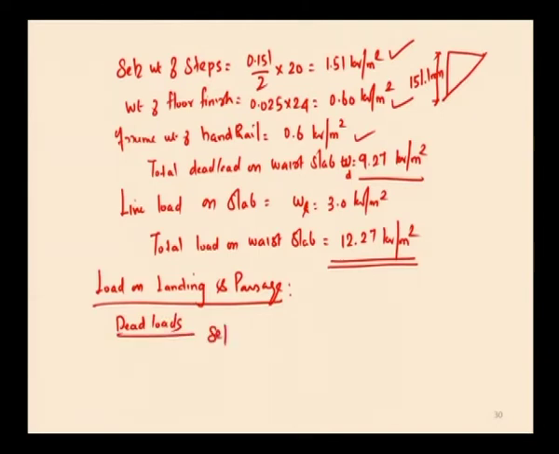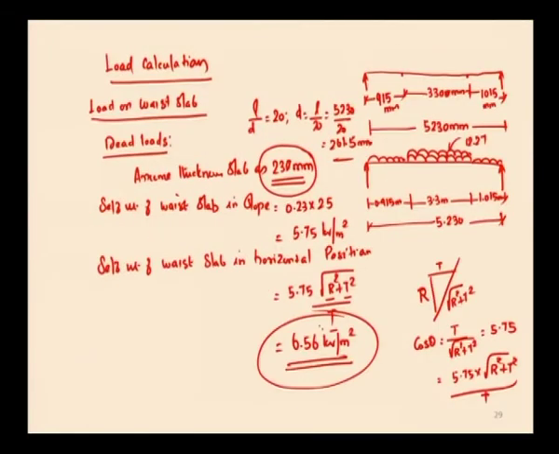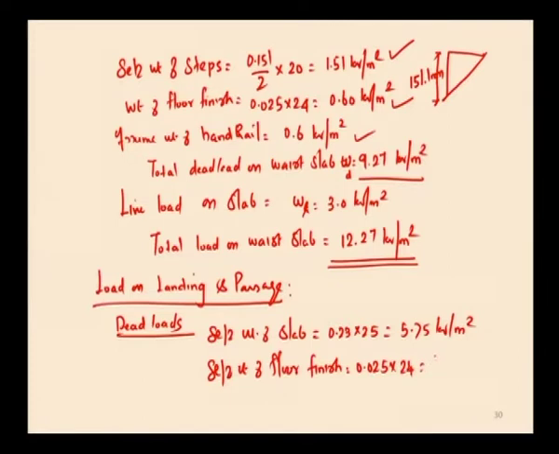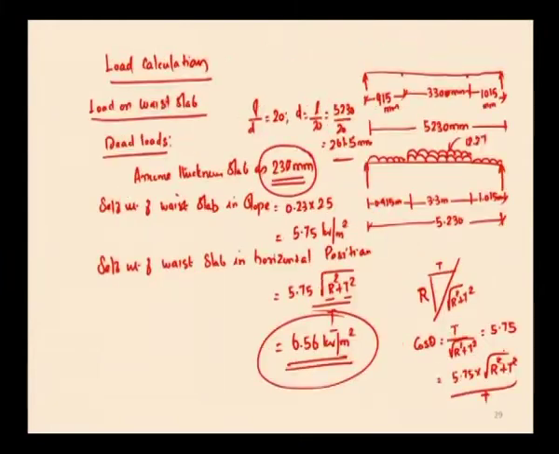So, self weight of the slab. The self weight of the slab is normally the slab thickness we have assumed, 0.23 into 25, which is equal to 5.75 kilonewton per meter square. This is the self weight of the slab, and self weight of floor finish. The floor finish is normally 0.025 into 24, which is equal to 0.60 kilonewton per meter square. These are the two dead loads which are acting on the landing slab.